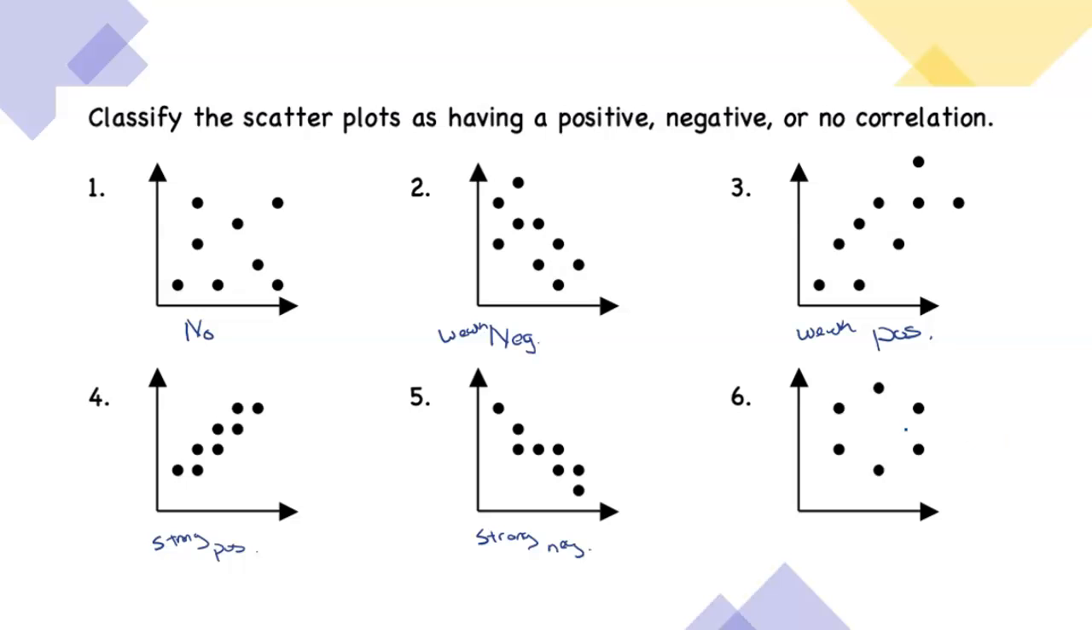And number six, well, number six makes a circle, right? So I'd call that no correlation. That is definitely not linear in any way.